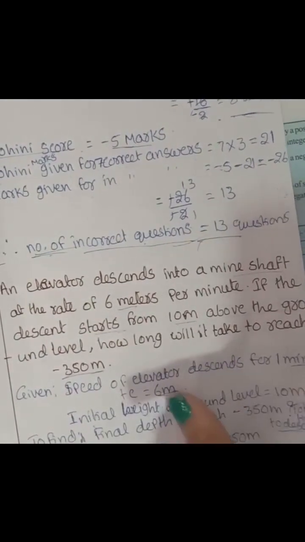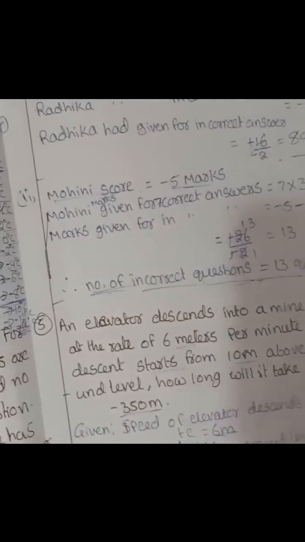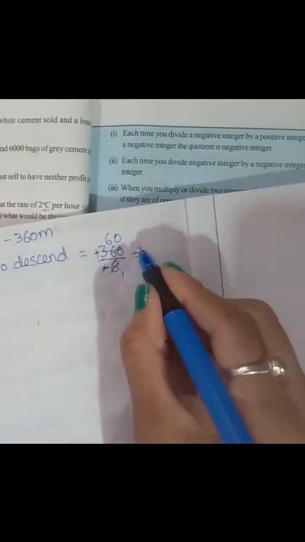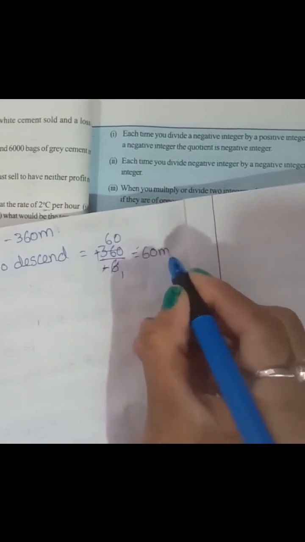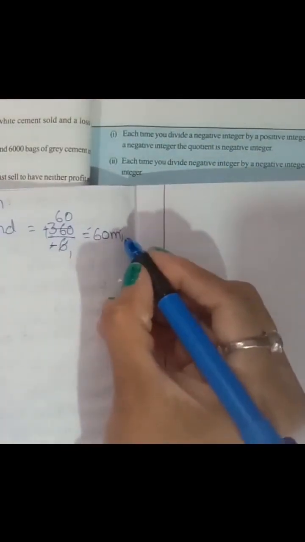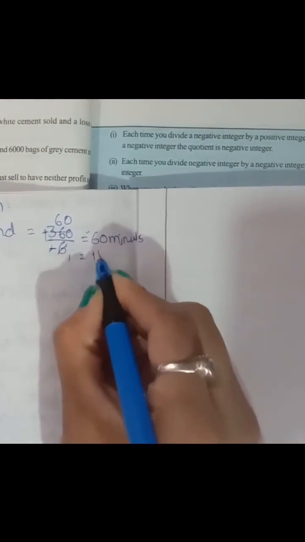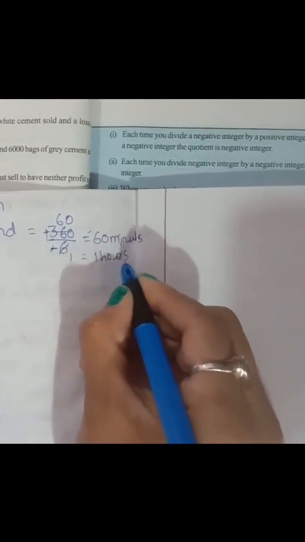The elevator descends means down, below, so we take the minus. Minus into minus cancel, so that gives 60 minutes. 60 minutes means 1 hour of time. Okay? 1 hour.